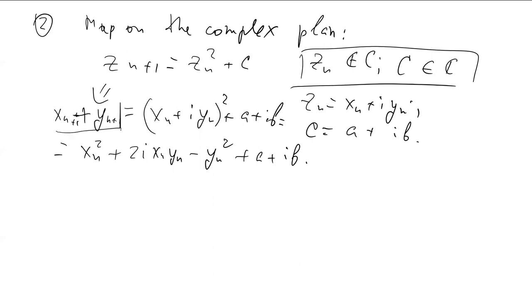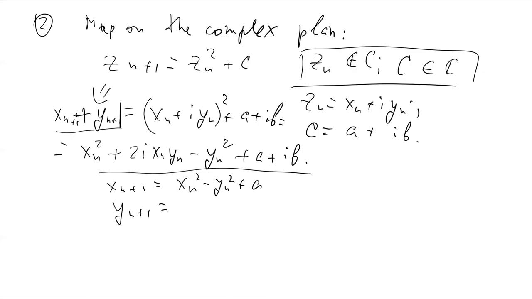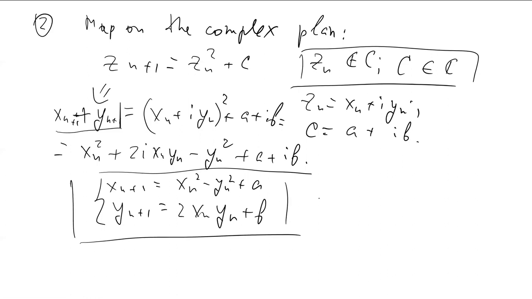And now we can separate real parts and imaginary parts in this equation. If this equals this, then the real part on the left hand side should be equal to the real part on the right hand side, and imaginary parts also. So therefore xn plus 1 will be equal to xn squared minus yn squared plus a, and yn plus 1 equals 2 xn yn plus b. So this way we got a two-dimensional map.